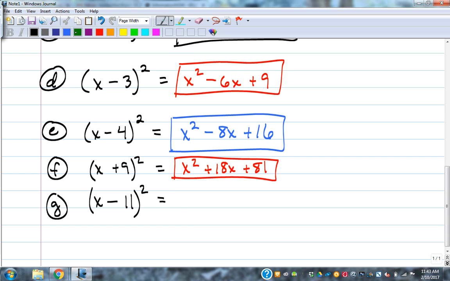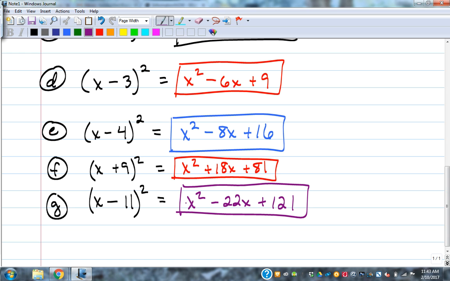So it'll be x squared minus 22x plus 121, yeah. Oh, that 11 times 2 is still not 12. Yeah. So minus in the middle of your binomial, minus in the middle of your trinomial. So that sign stays the same in the middle.